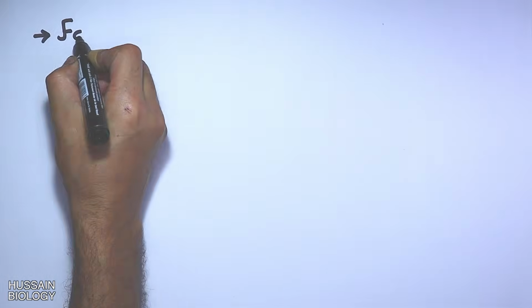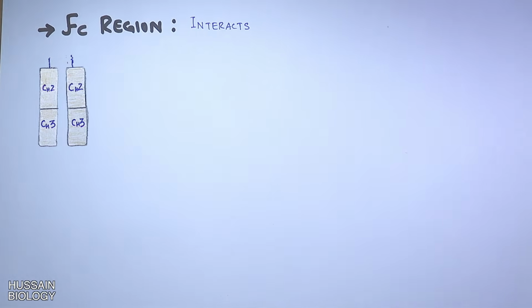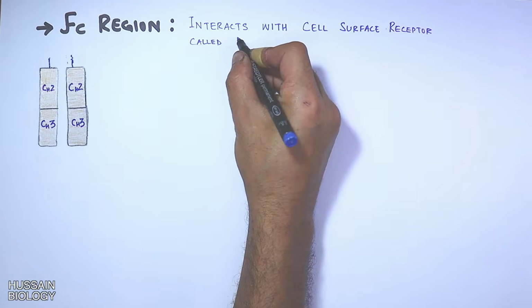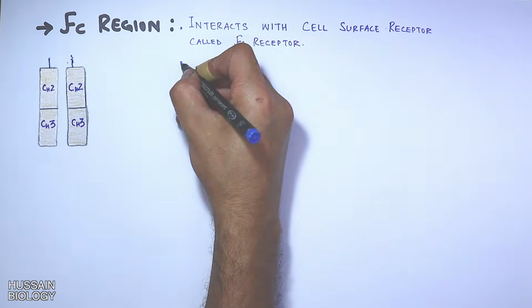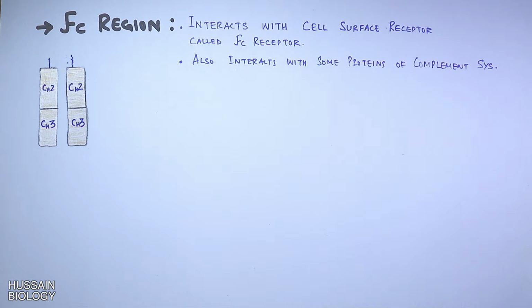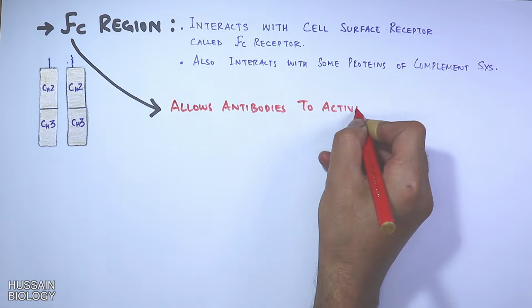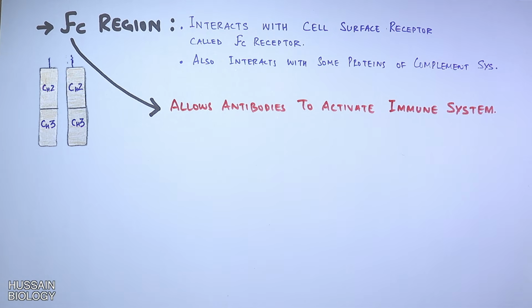Now getting to the Fc region. It interacts with a cell surface receptor called the Fc receptor. It also interacts with some proteins of the complement system. This Fc region allows antibodies to activate the immune system.